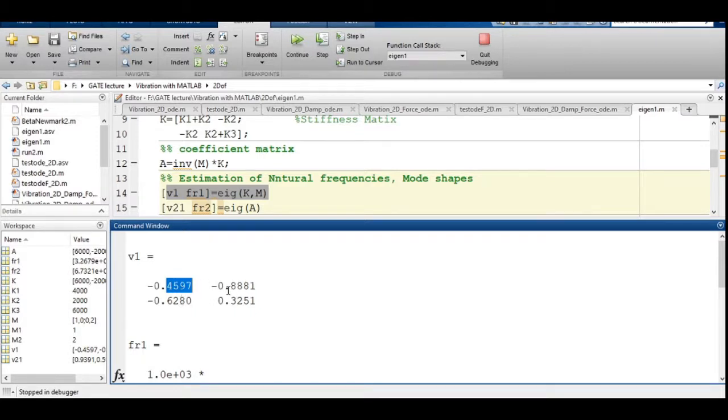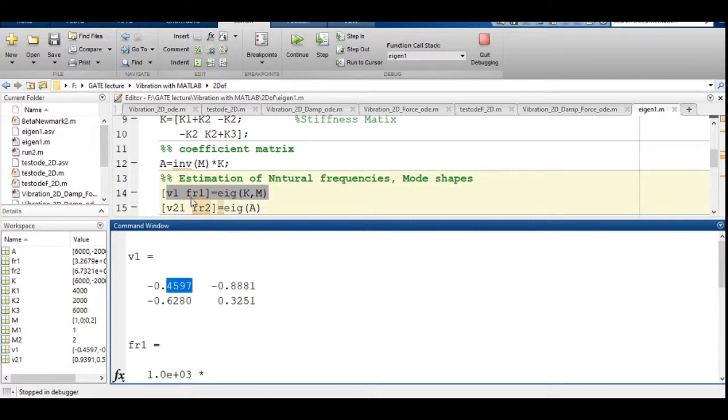In the second column, you can see one value is positive and the other value is negative. That means the two masses will not move in the same direction when the system is vibrating with the second natural frequency. So please remember, when you are simply giving k and m, this represents the first mode shape and this represents the second mode shape.